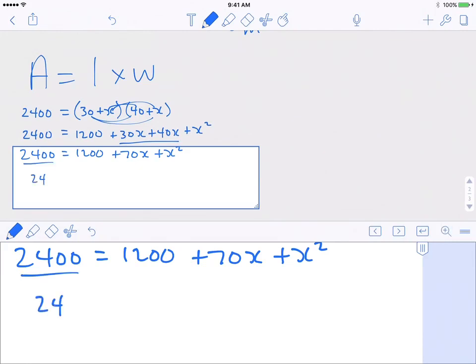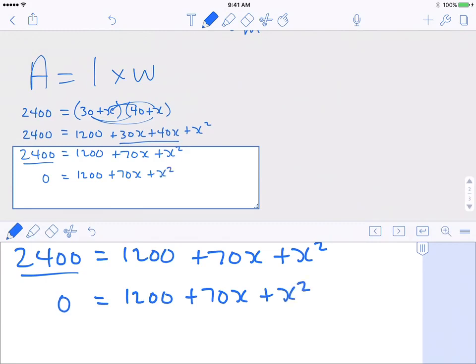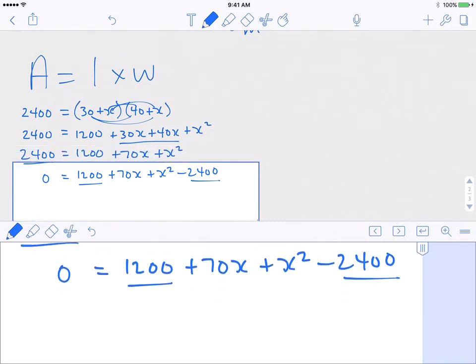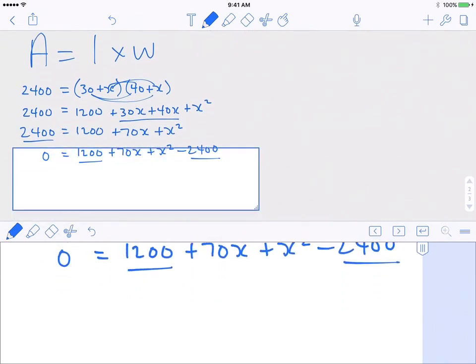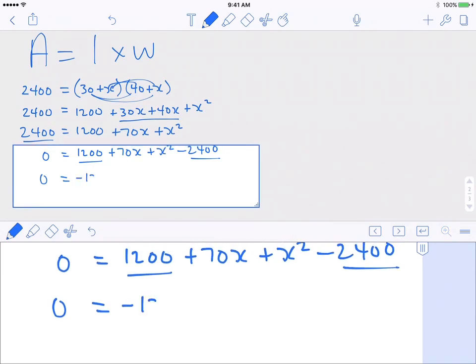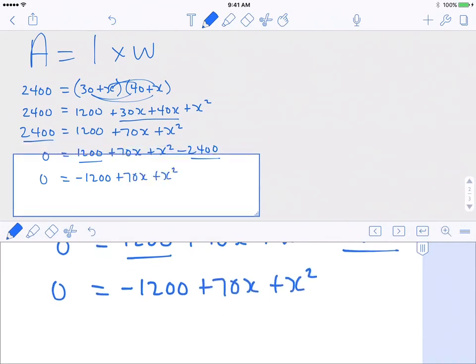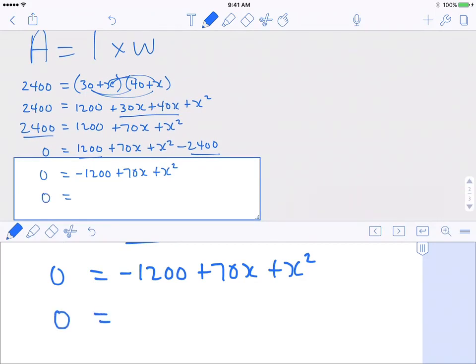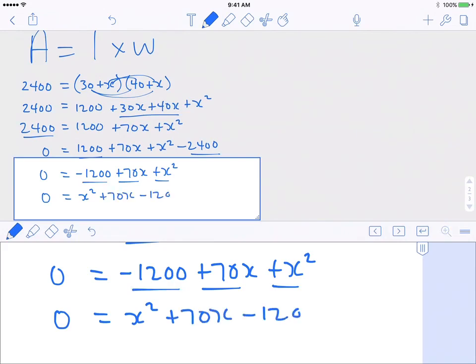We'll say 0 equals 1200 plus 70x plus x squared minus 2400. Of course, our like terms are 1200 and minus 2400, and we will continue to simplify. 1200 take away 2400 is negative 1200, plus 70x plus x squared. Now that's not the order you're used to seeing this in, so let's switch around the order. Let's put the x squared first, it's positive. Let's put the positive 70x second. And the negative 1200 will go last, and there it is.